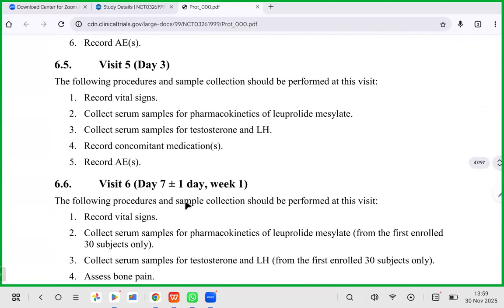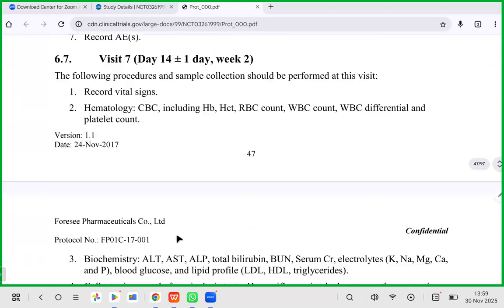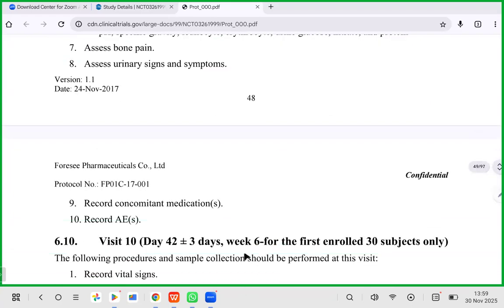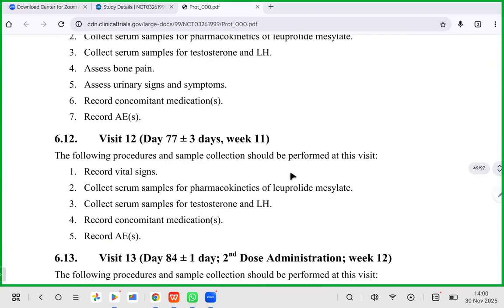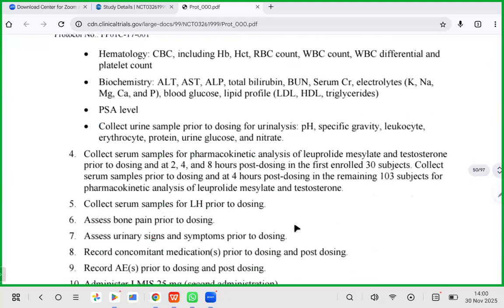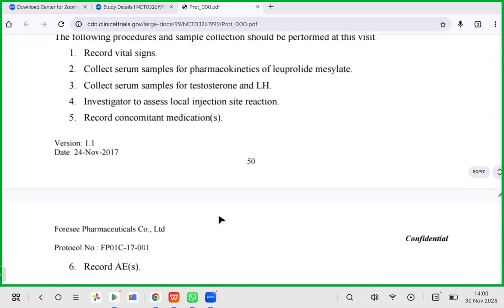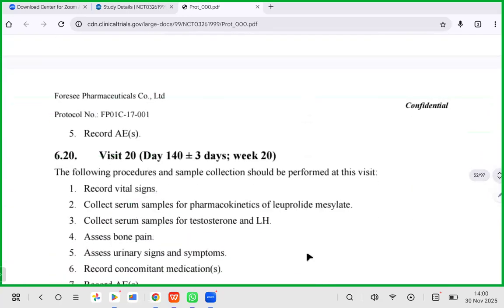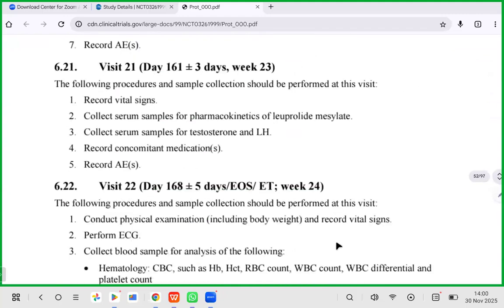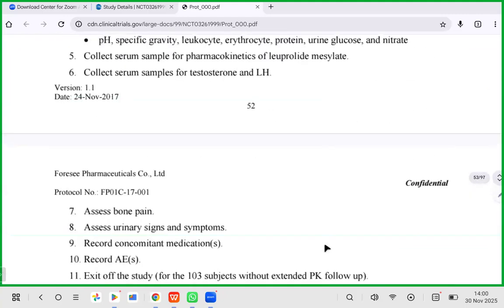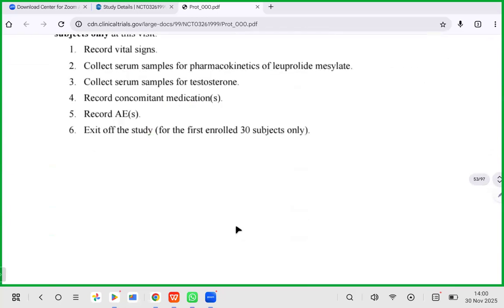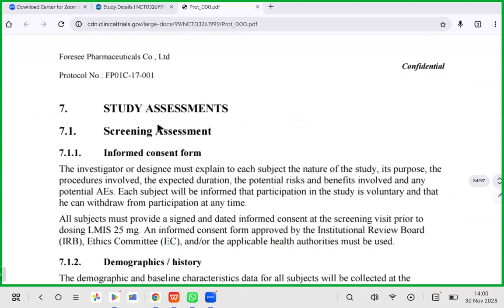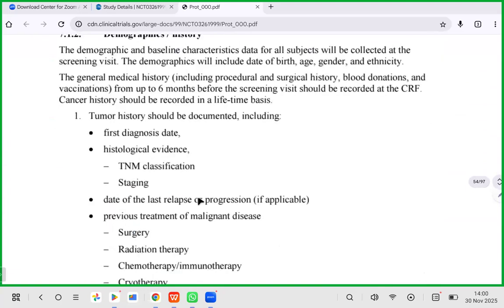All the information you will find for visit one, visit two, what data will be collected. So here also the programmers will understand about the data. For understanding the data, they will read this information. Study assessment, it is fine, you need not read it.